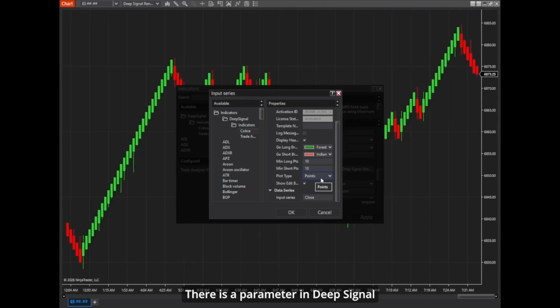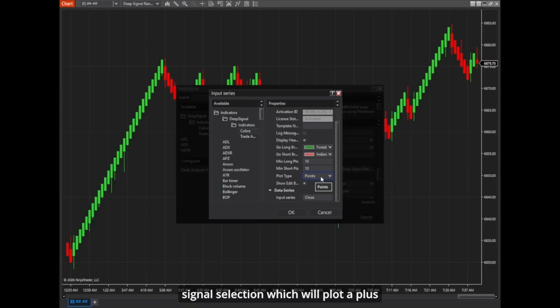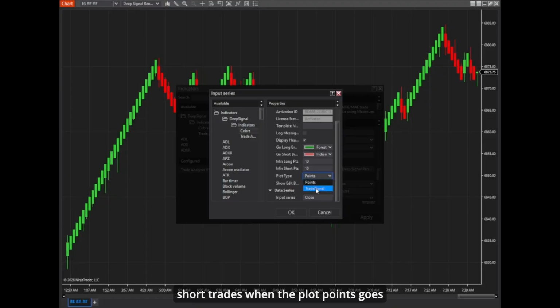There is a parameter in Deep Signal Cobra called plot type that can be changed to either points, which is the traditional points plot, or the trade signal selection, which will plot a +1 for long trades when the plot points goes above the minimum long trade threshold, or it will plot -1 for short trades when the plot points goes below the minimum short trade threshold.